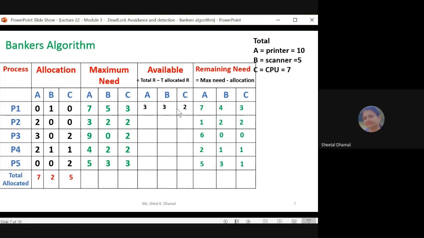So these are your available resources. And here process P1 requires 7 printers, 4 scanners and 3 CPUs to complete its job. But the number of available resources is less than the required resources of process P1, because our available resources are fewer and P1 needs more resources to execute. So what will the banker's algorithm do? It will not assign the resources to process P1. It will check the other processes present in your system. So the next process in your system is process P2.